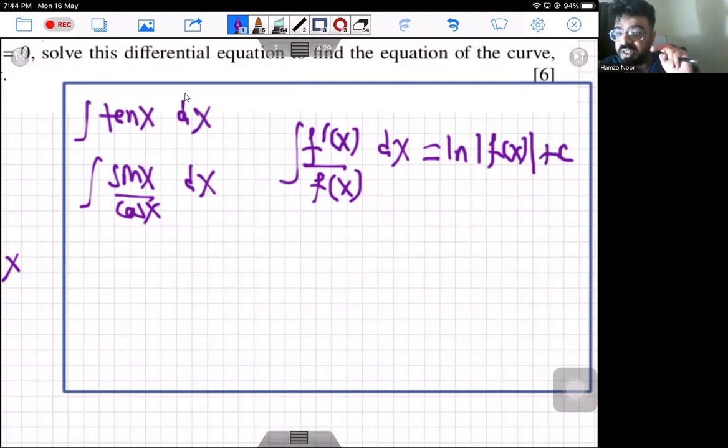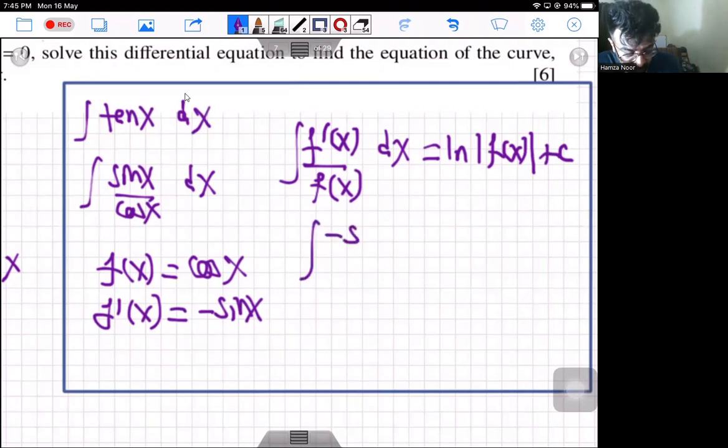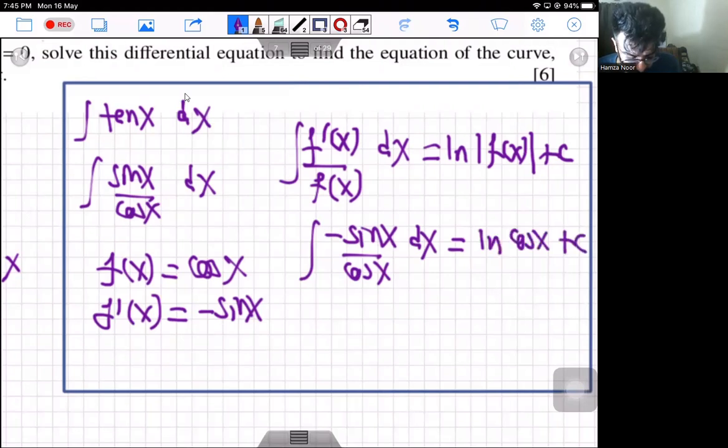The integration is the reverse process of differentiating ln f x. As we know, f x equals cos x. So f dash x is supposed to be minus sin x. If this integrand was given to you in the form minus sin x over cos x, then the integration would be ln cos x plus c. But unfortunately, this is not the case here.